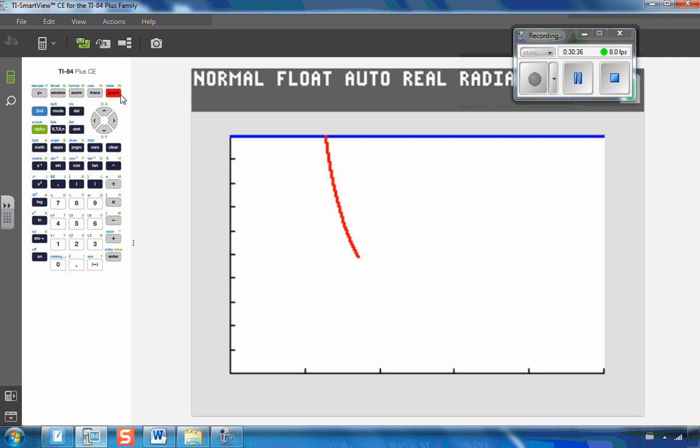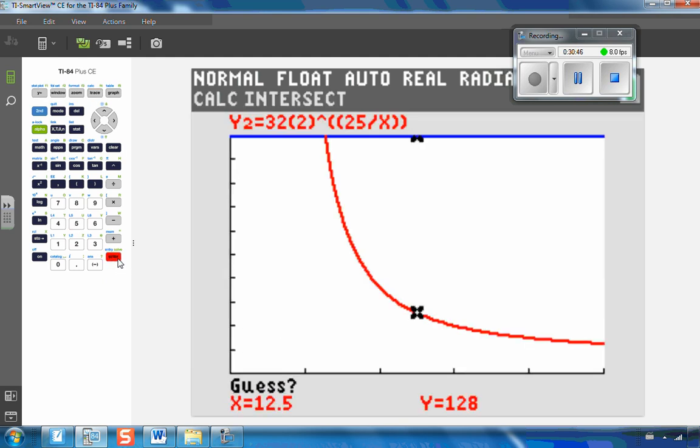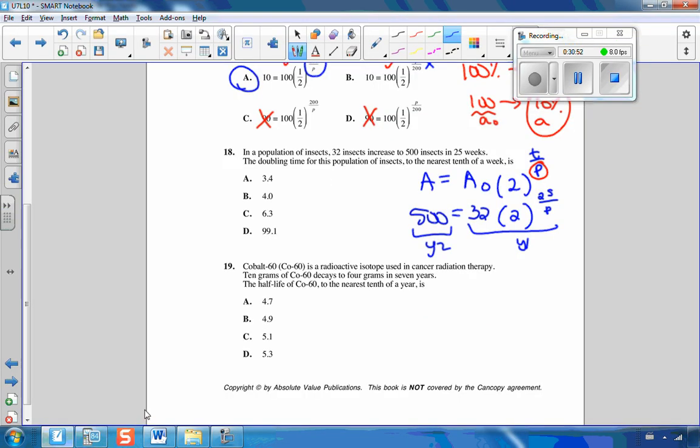There's the 500. There we are. So we want to intersect right there. So I'm going to go second, trace, option number 5 for intersect, and just press enter, enter, enter. You can see we get 6.3. So I go back over here, and my answer is 6.3.